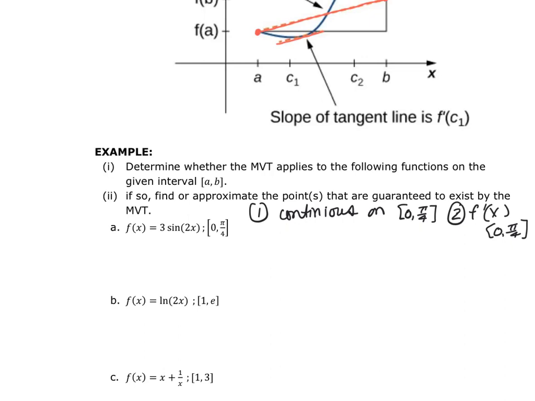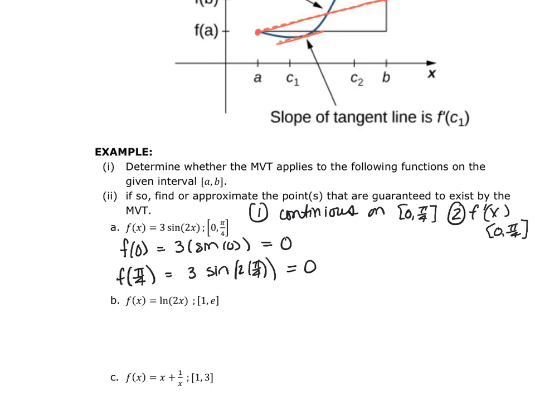Because the mean value theorem applies, I have to find the slope of the secant. To find the slope of the secant, the first thing I have to do is put in my endpoints. So I have 3 times the sine of 0. For my previous example, I know the sine of 0 is 0, so that's going to be 0. And I'm going to do f of pi over 4, which is going to be 3 times the sine of 2 times pi over 4. And again, from my previous example, this equals 0.